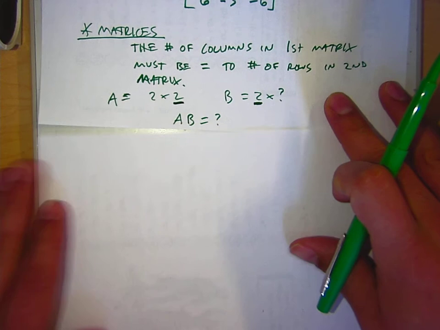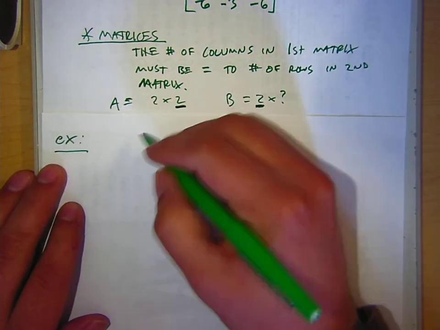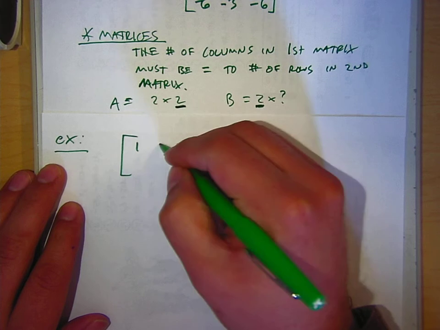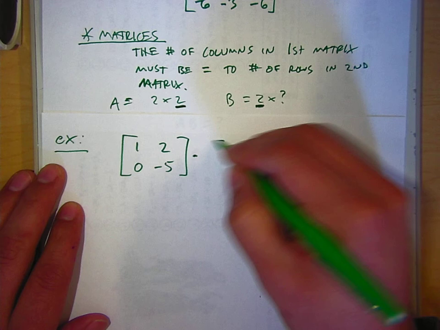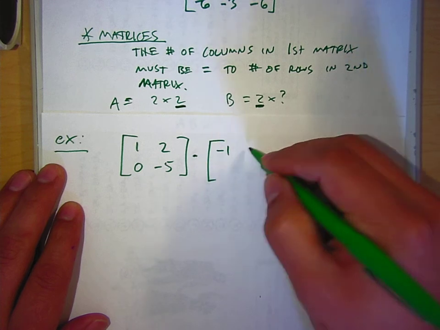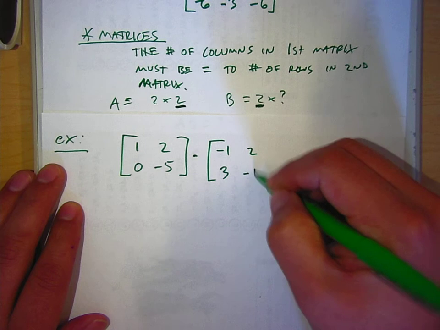Let's start with an easy example, a 2 by 2. Let's say I have 1, 2, 0, -5, and I'm multiplying that with -1, 2, 3, and -1.